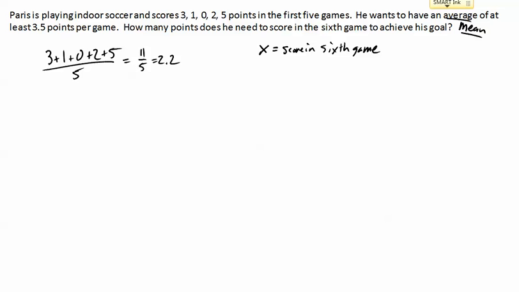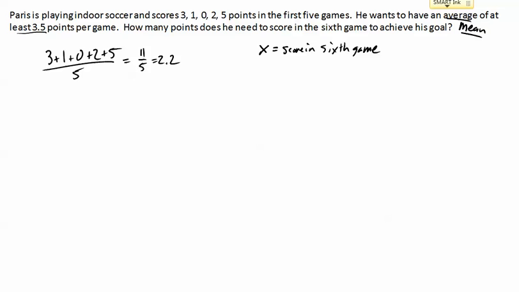Okay? Now, I want to set this up with the average being at least 3.5. This one is actually written as an inequality because it says at least 3.5 points per game. So this is after the 6th game.